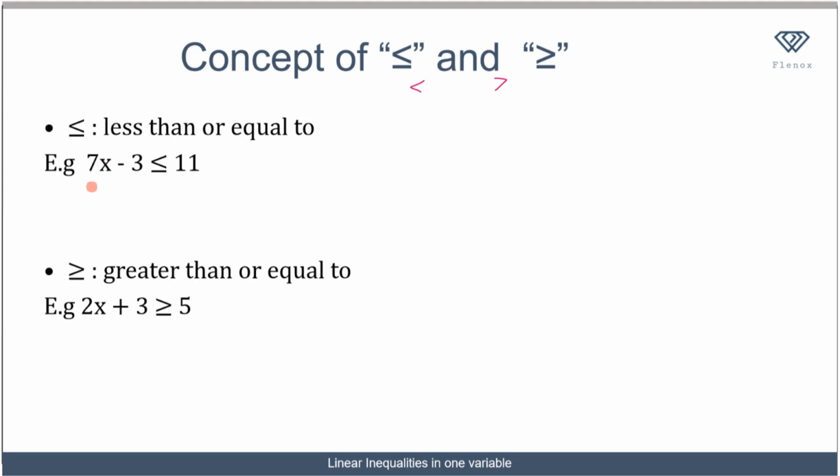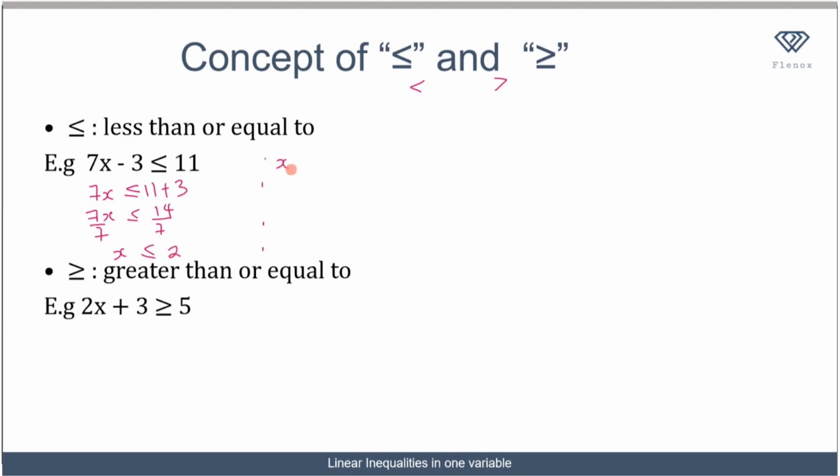So this gives us 7x is less than or equal to 11 plus 3, and that is 7x is less than or equal to 14. And if I divide both sides by 7, I have x is less than or equal to 2. So what does this mean? It means that for all values for which x is less than or equal to 2, this inequality is satisfied. So first, to try that out, let's make x equal to 2.